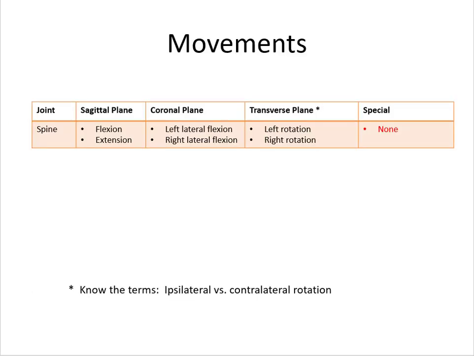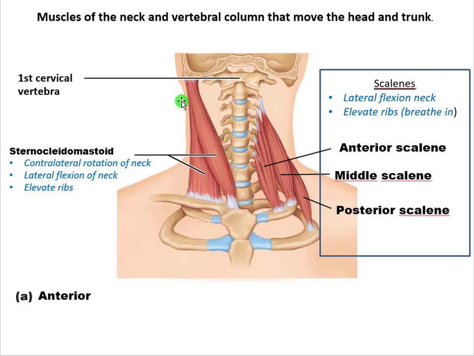So really what that means is that this muscle, it's on the right side of the body here, and which way does it rotate your neck? Does it rotate it toward the same side or toward the opposite side? Since this is on the right side of the neck and you turn your head to the left, we're going to term that contralateral rotation.